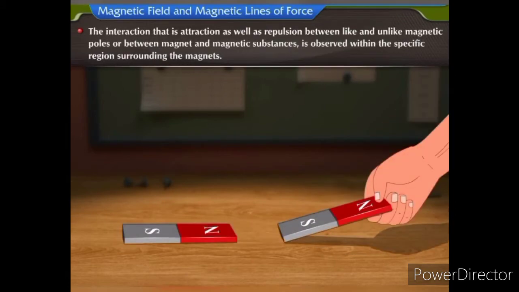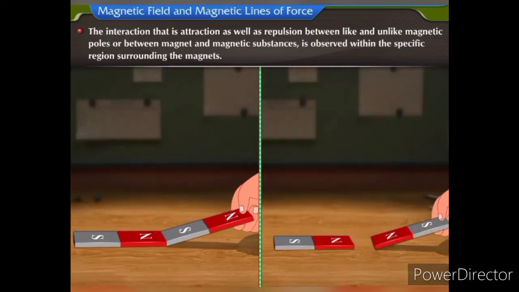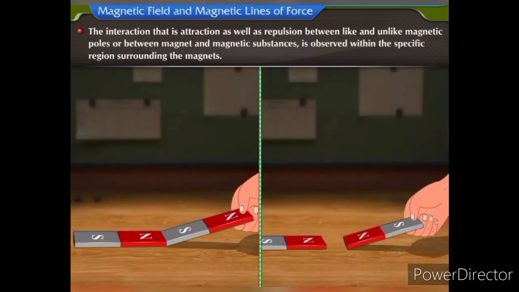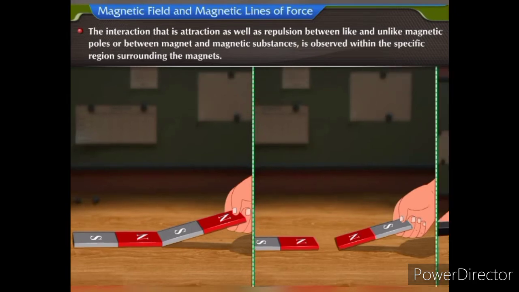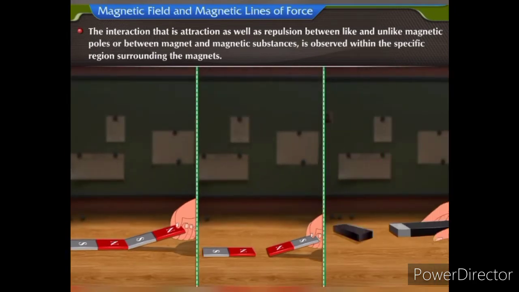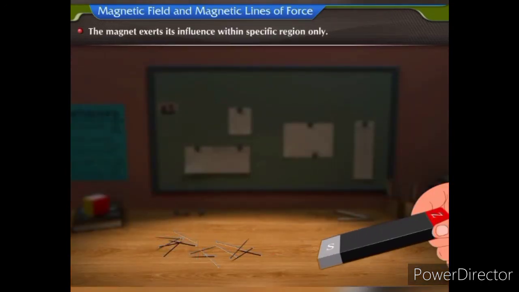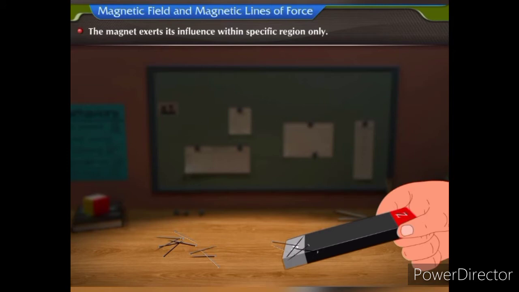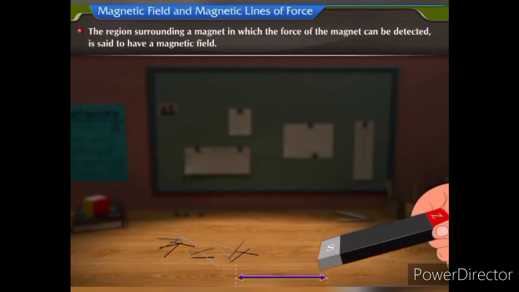However, this interaction, that is, attraction as well as repulsion between like and unlike magnetic poles or between magnet and magnetic substances is observed within the specific region surrounding the magnets. It is because the magnet exerts its influence within that specific region only. This region surrounding a magnet in which the force of the magnet can be detected is said to have a magnetic field.